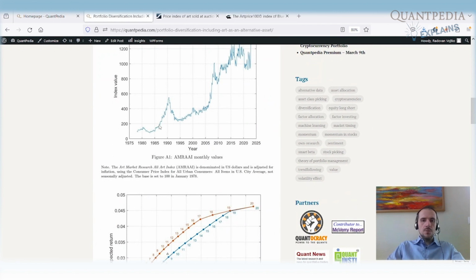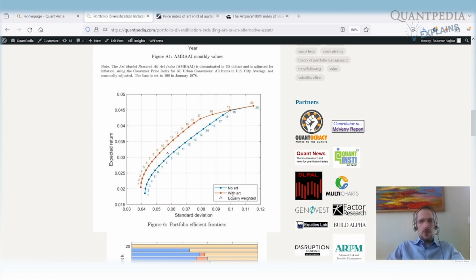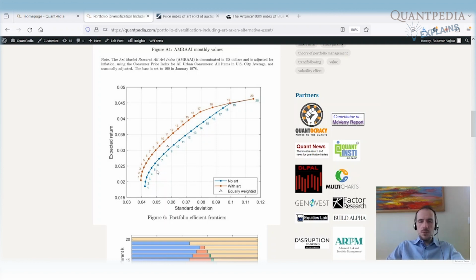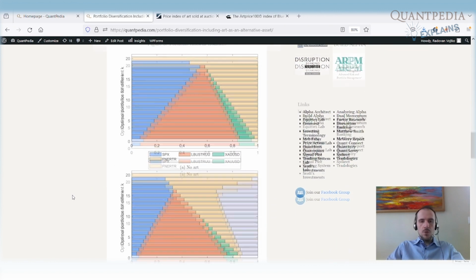But when you run the portfolio optimization, what will you get? You will see that it makes sense to include art in the portfolio. Your performance or expected return can be higher, and the volatility, the standard deviation of your portfolio, can be lower. The most significant reason for that is that art has a low correlation with other financial assets. But as I said before, there are some other problems connected with it.